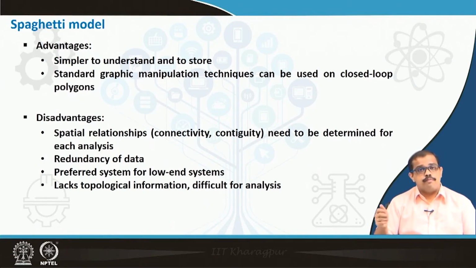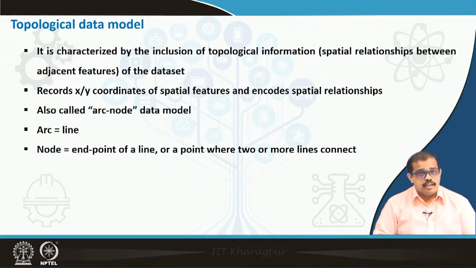Then it is a preferred system for very low end systems, because if you have a system that is not computationally capable, then the spaghetti data model is something you have to look at. Very importantly, the topological information is difficult to analyze, or it lacks topological information, because everything is represented as points, lines and polygons, and the entire thing is nothing but strands and spaghetti.